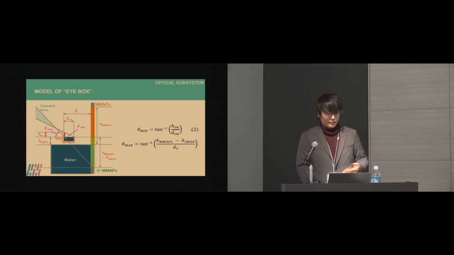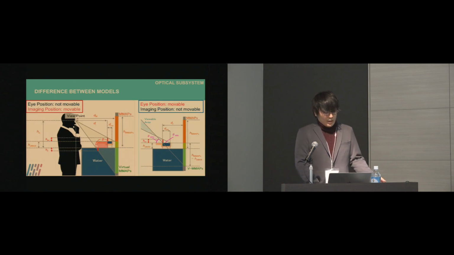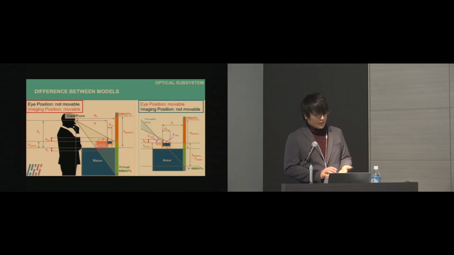And I made a model of the eyebox. Eyebox means the movable area of the user's eyes. With this model, you can design the viewable point. You can choose between two models depending on the application.